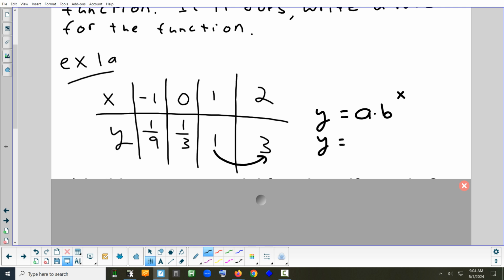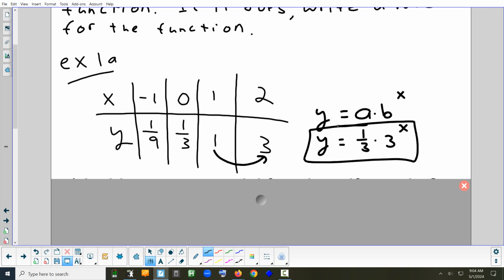So Sam, what's A going to be in this case? 1/3. That's the y value when x is 0. And Evelyn, what's going to be B? How do we figure out B? The pattern. Yeah, we look at the pattern. What was the pattern in this case? Times 3. So that's going to be my B. So 1/3 times 3 to the x. And that's your answer for 1A.